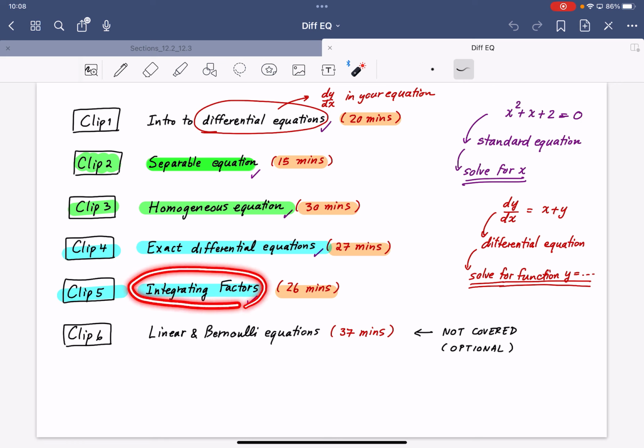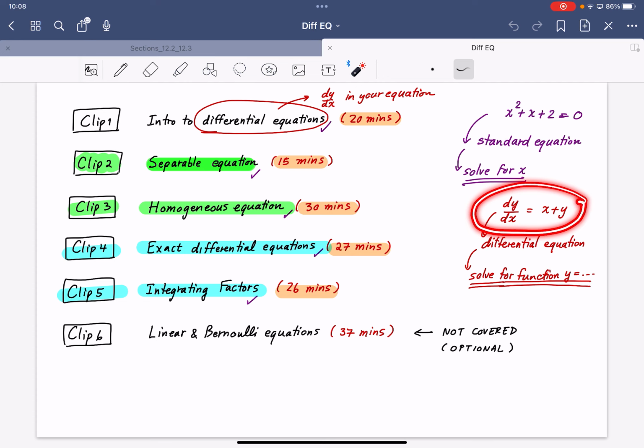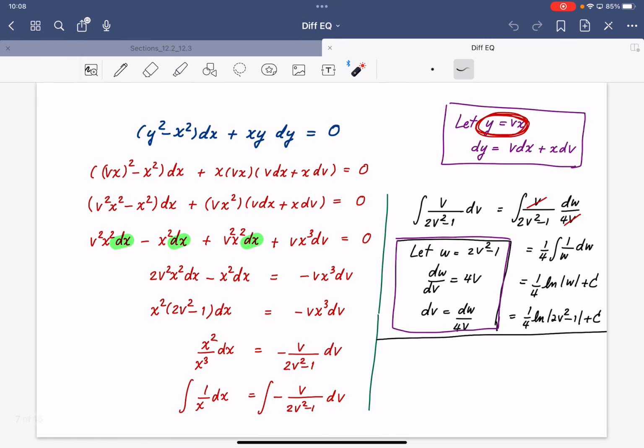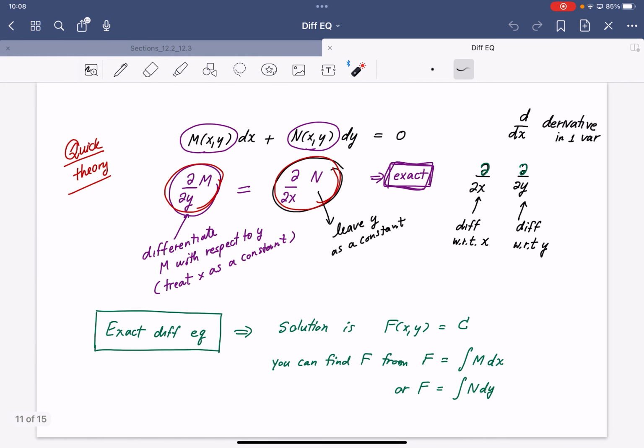So we're gonna spend about 15 to 20 minutes here to talk a little bit about integrating factors, and this is going to be the last topic for differential equations, and then this topic will be on your take-home exam. So again, from last week we know that a differential equation is an equation that has both dy by dx and x and y in the same equation. The thing that we learned last time was the exact differential equation.